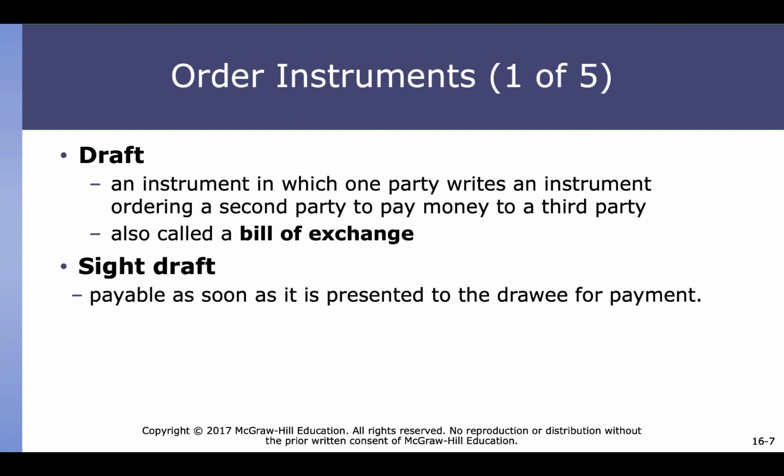There's also order instruments, and one is a draft, which is an instrument in which one party writes an instrument ordering a second party to pay money to a third party. So you can already see the difference between notes and drafts are the number of parties. With a note, there's just two parties. We have the maker and we have the payee. But with a draft, we have three parties. We have the payee, we have the maker, and then we have the person who's ordered to make the payment.